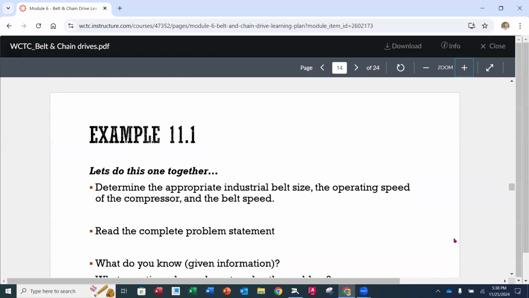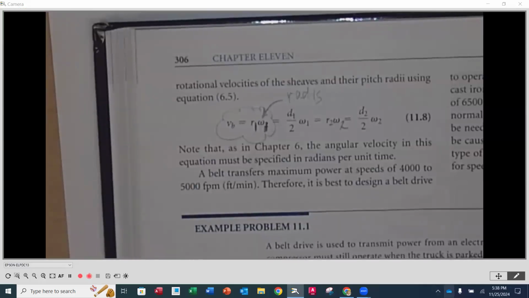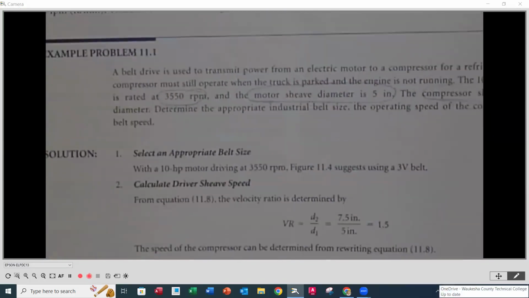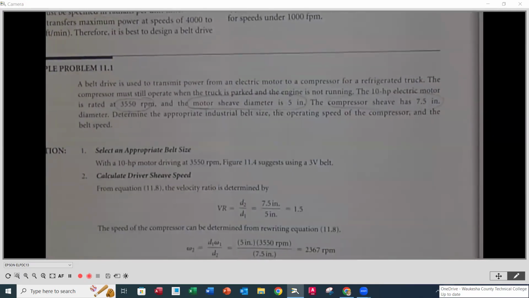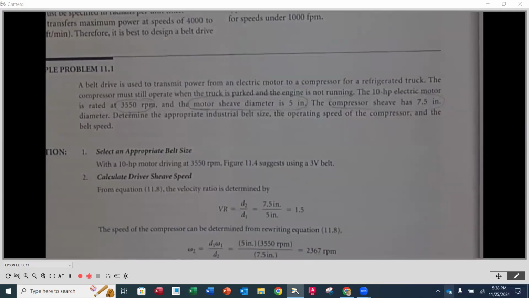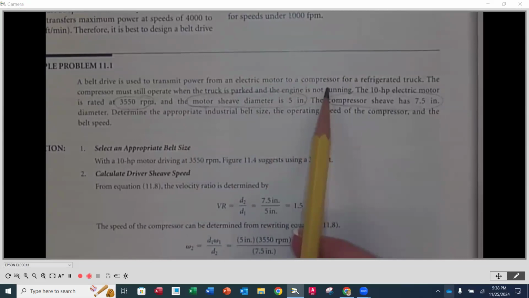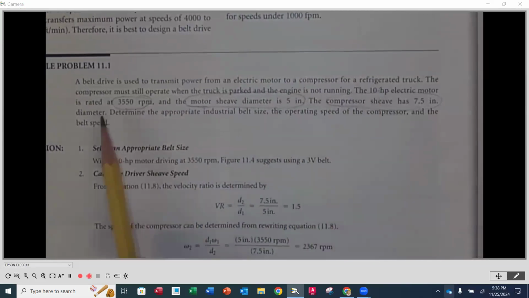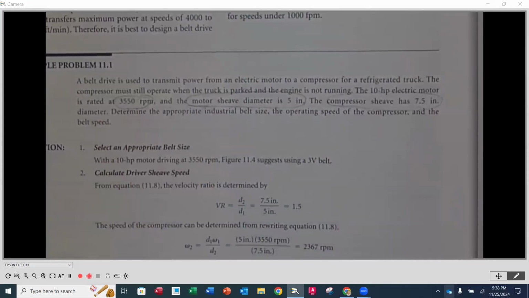So let's look at our first example here, using some of these relationships and equations. I'm going to go to page 306. This is example 11.1. Now, we don't have an illustration here, but we have a description. So let's look at what we have. It says we have a belt drive. It's used to transmit power from an electric motor to a compressor for a refrigerated truck. The compressor must still operate when the truck is parked and the engine is not running.